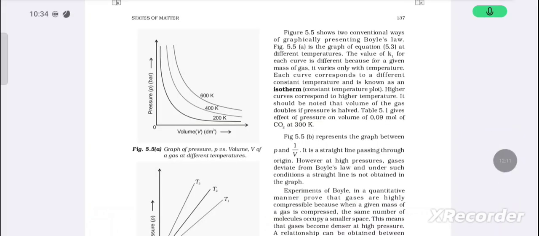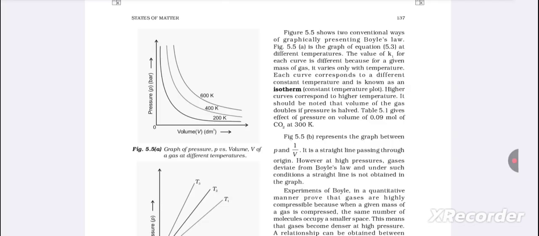Figure 5.5 shows two conventional ways of graphically presenting Boyle's law. The value of K1 for each curve is different because for a given mass of gas, it varies only with temperature. Each curve corresponds to a different constant temperature and is known as an isotherm. Higher curves correspond to higher temperature. It should be noted that volume of the gas doubles if pressure is halved.